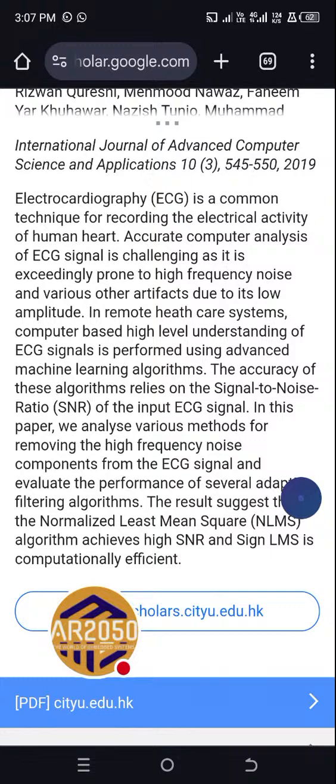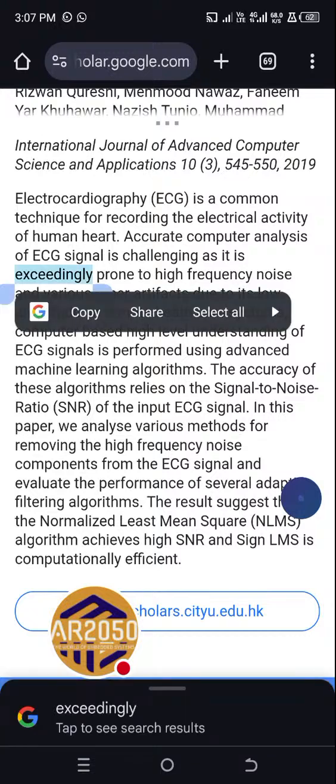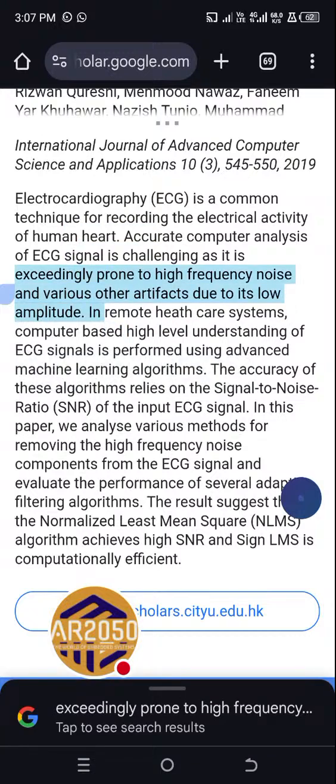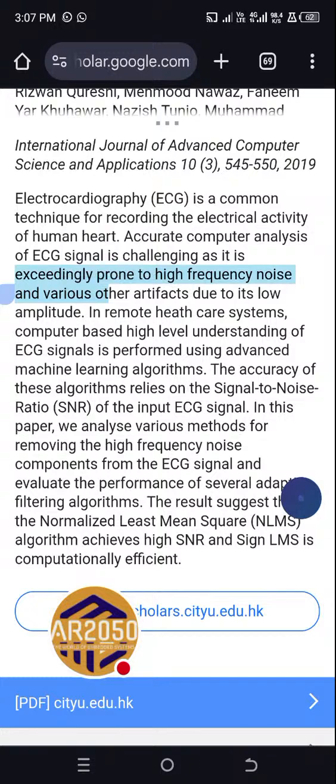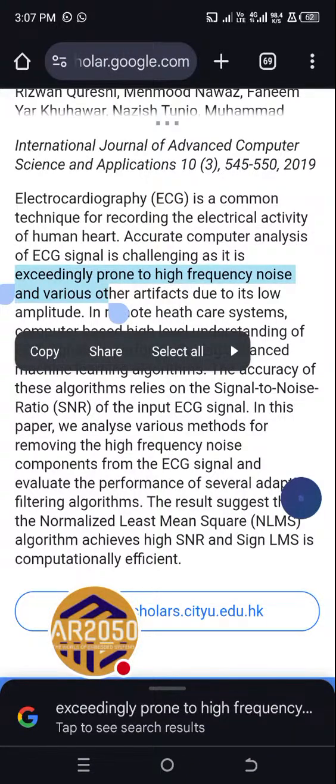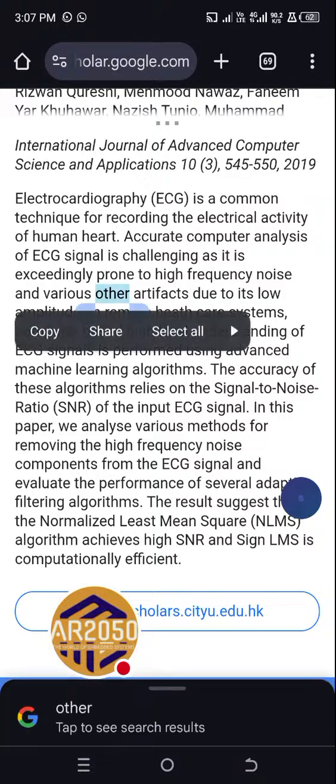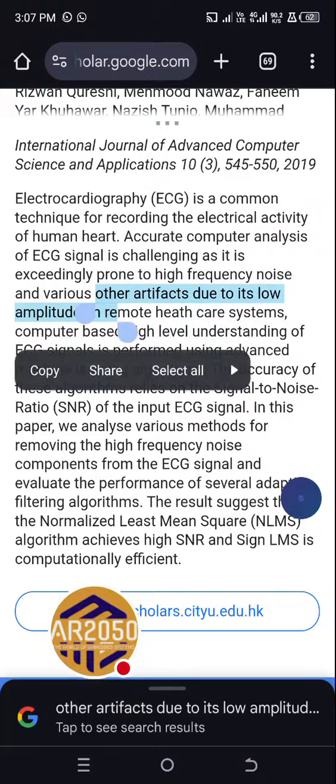Accurate computer analysis of ECG signal is challenging as it is exceedingly prone to high frequency noise. When we record the ECG signal, because of the microvolt signal, it is prone to high frequency noise being imposed on the actual ECG signal, and other artifacts due to its low amplitude, because the signal is in microvolts. So other artifacts like body movement artifacts could be imposed on that, and the remote healthcare systems.